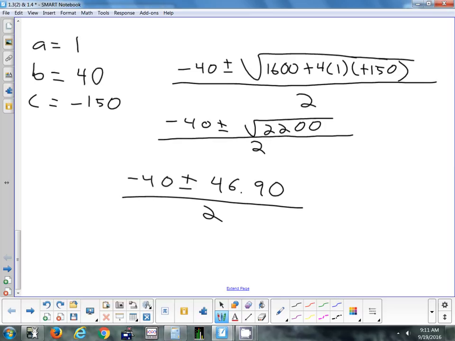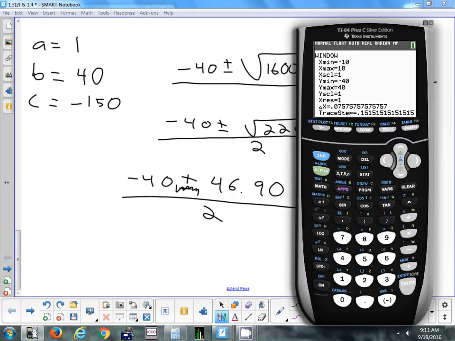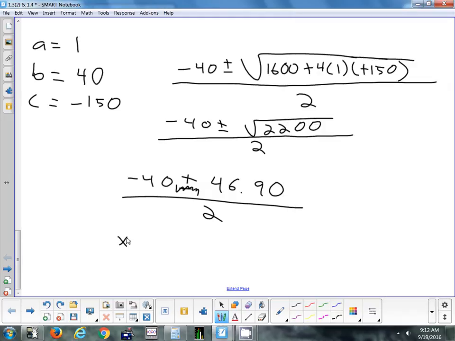Now, at this point, I have the 2 answers. I have the plus and I have the minus. Does anybody see which one doesn't make sense? The minus. If you did negative 40, take away 46, that's negative 86. Divide by 2. Algebraically, it is an answer, but in terms of the word problem, if you use common sense, it cannot be negative. So we only have one answer. We have negative 40 plus 46.9, and now divide by 2. It's 3.45. About.